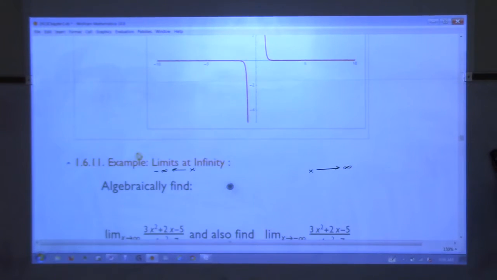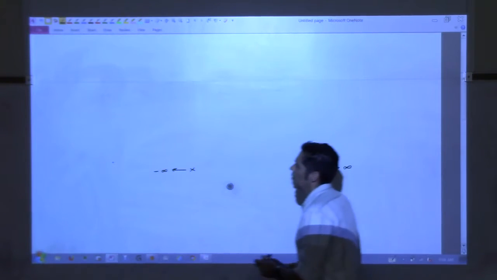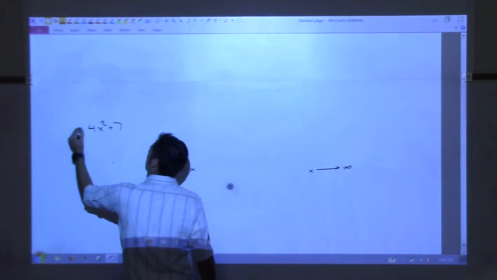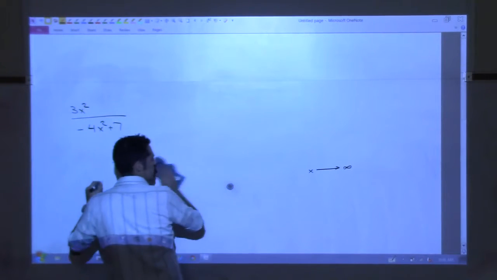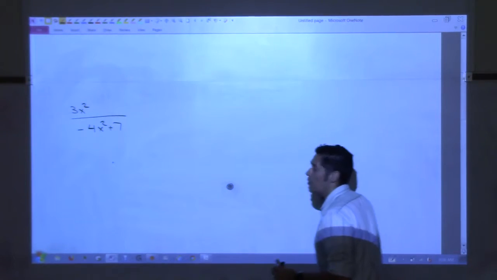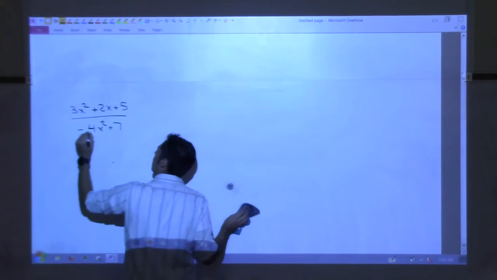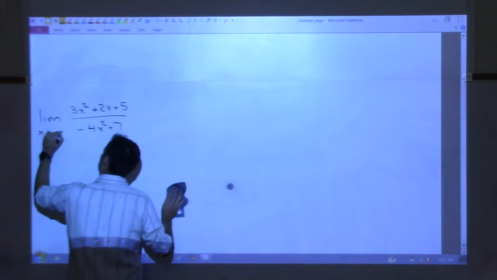Now, with that, let's take a look at this example here. 3x squared plus 2x minus 5 over minus 4x squared plus 1. What was it? 3x squared? Someone have the notes or no? I already forgot. Plus 2x minus 5? Okay. Good enough. We'll just do that. Let's take the limit as x goes to infinity here.